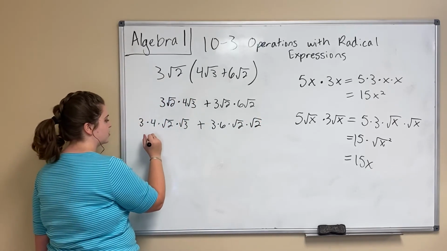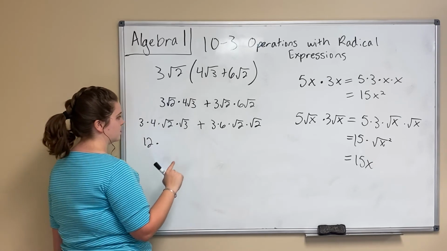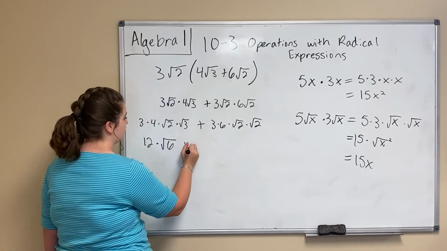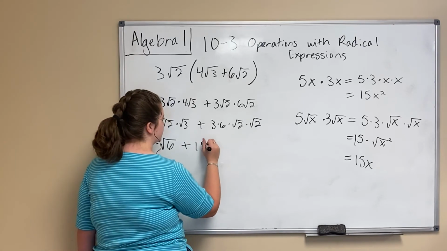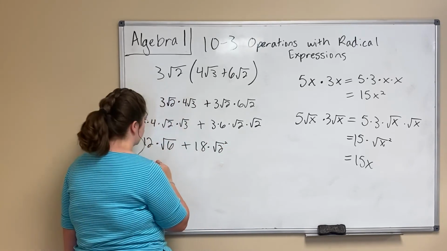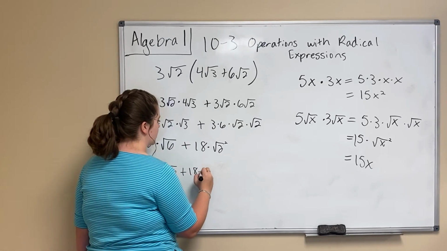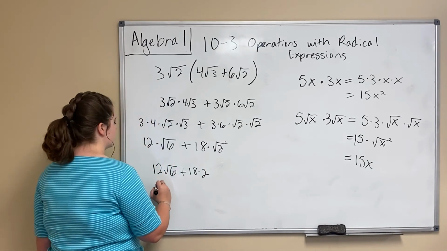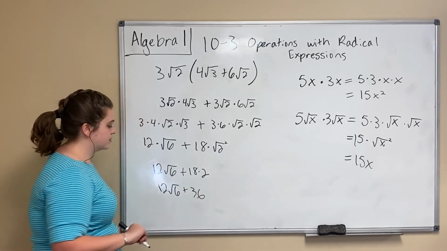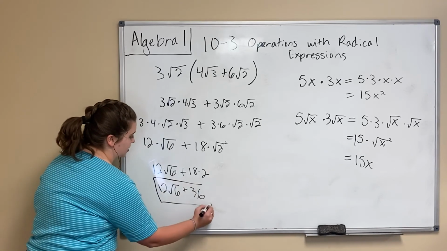Okay, now 3 times 4 is 12 times the square root of 2 on the square root of 3, which is going to give me the square root of 2 times 3, which is 6, plus 3 times 6, which is 18, times the square root of 2 squared, right? Or 12 on the square root of 6 plus 18 times 2. And 18 times 2, so we get 12 on the square root of 6 plus 36. And that's as simplified as we can make this one. So that's going to be our answer.